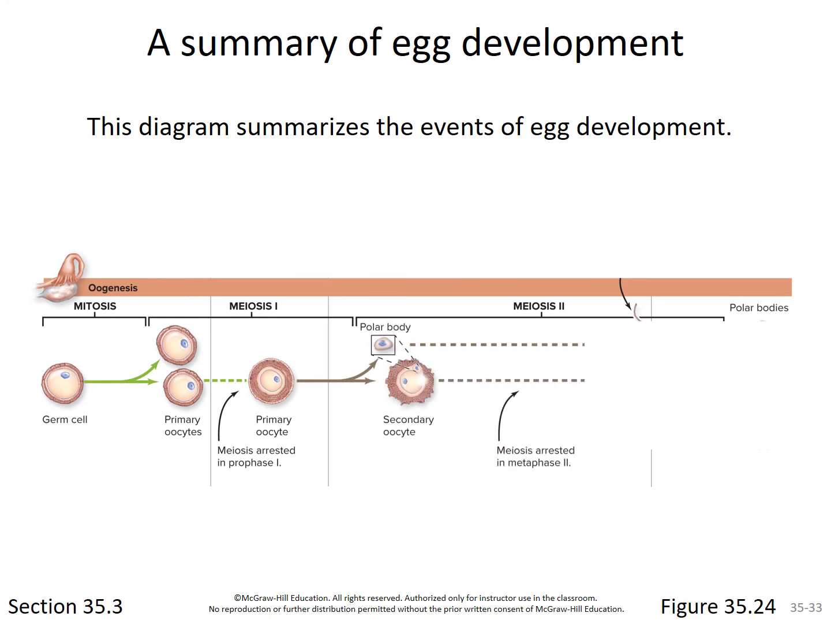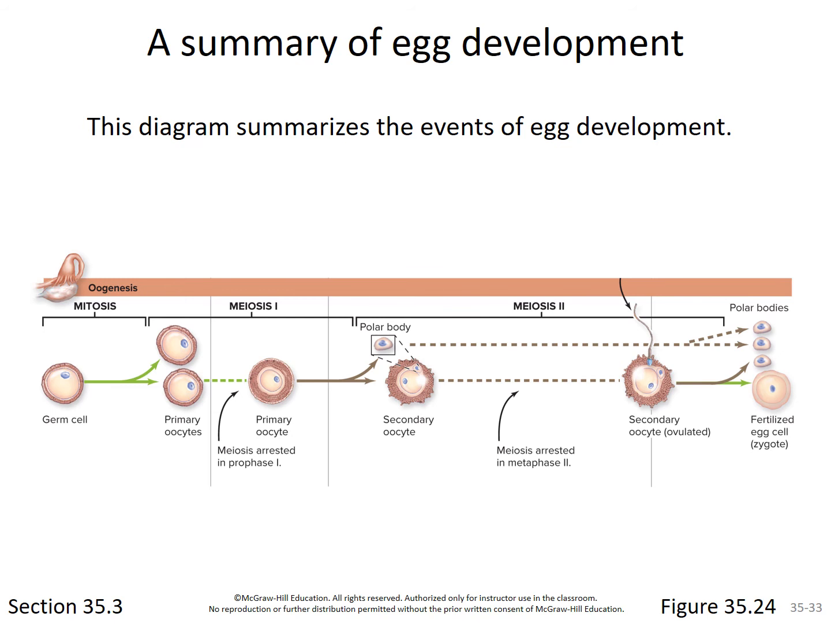Then it will become a secondary oocyte after it completes meiosis 1. Now at this point, a polar body is produced and extruded from the cell, and the secondary oocyte will stop in metaphase 2. So at this point, ovulation occurs, and the secondary oocyte gets ovulated. Now, if fertilization occurs, then you end up with a zygote and 3 polar bodies. If the egg cell isn't fertilized, then you end up with a secondary oocyte that's arrested in metaphase 2 and 2 polar bodies.